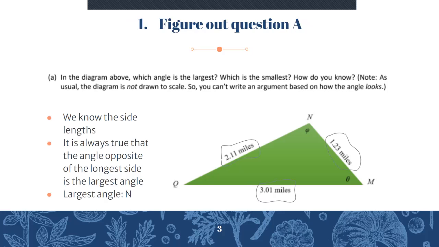So for the first question, it is asking us which angle is the largest and which is the smallest, and how do we know? So we know the side lengths, and it is always true that the angle opposite of the longest side is the largest angle. So therefore, the largest angle is N. And this goes for the smallest angle as well. The angle opposite the smallest side of the triangle is going to be the smallest angle of the triangle.